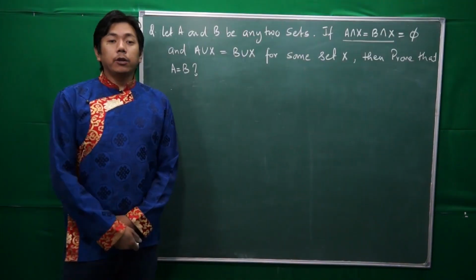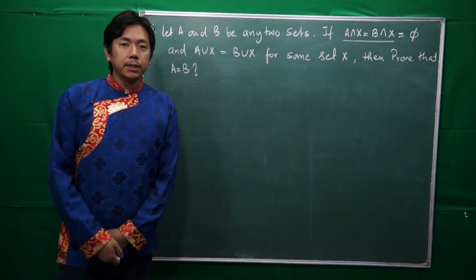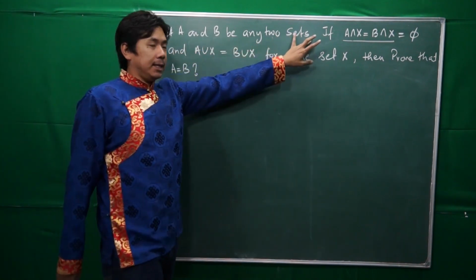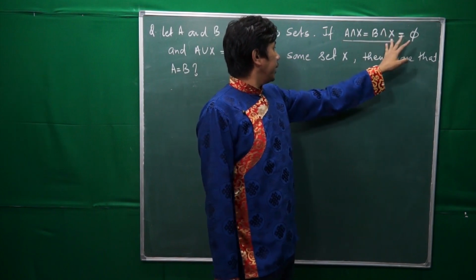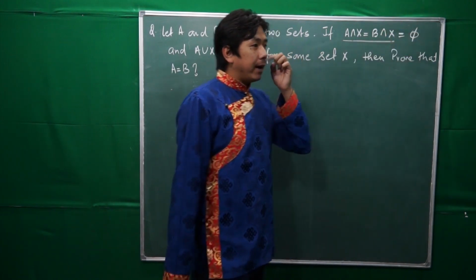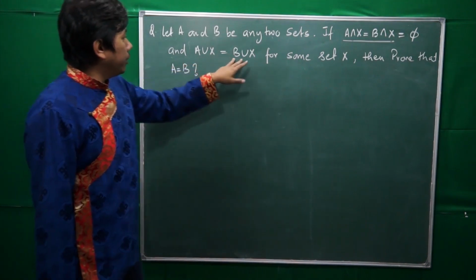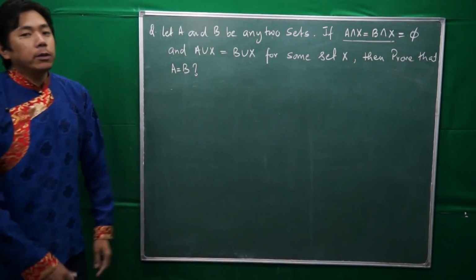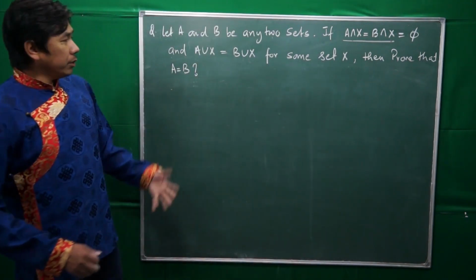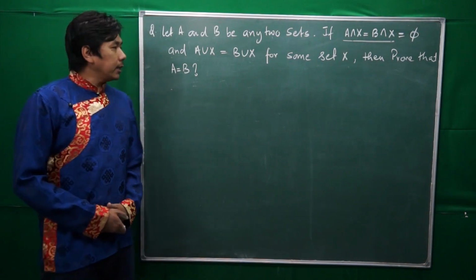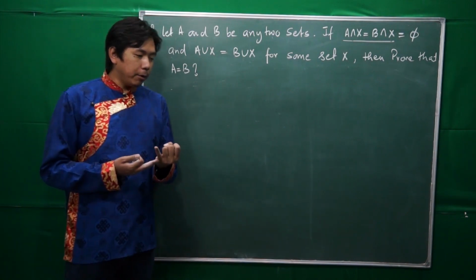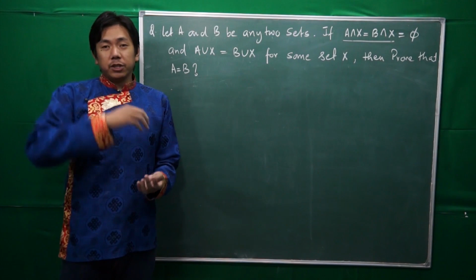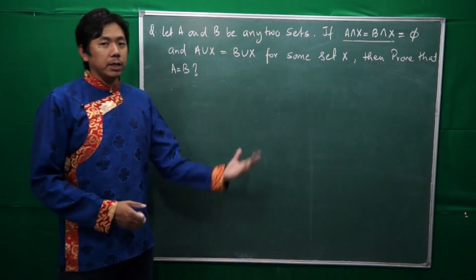Okay, next we are going to solve a question based on the algebra of sets. So the question goes like, let A and B be any two sets, and if A intersection X equals B intersection X is equal to a null set phi, and A union X equals B union X for some set X, then you have to prove that set A is equal to set B. So in this question we are going to use certain properties like we just studied about: idempotent, identity, and then associative, commutative, and distributive as well. So these properties are going to be used in this question.